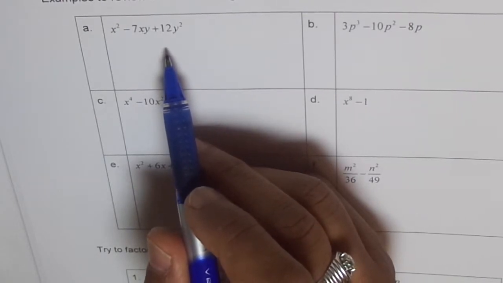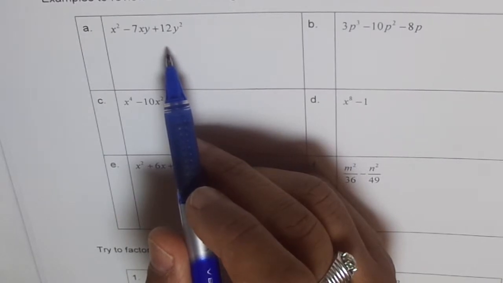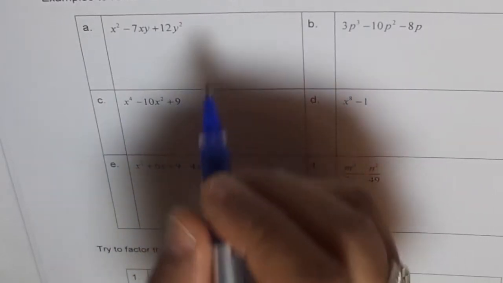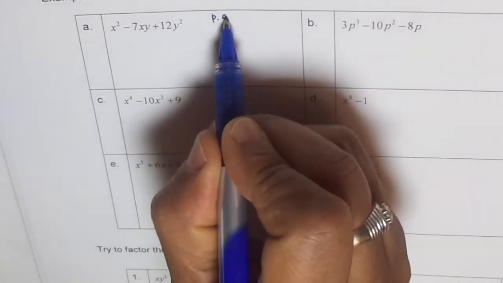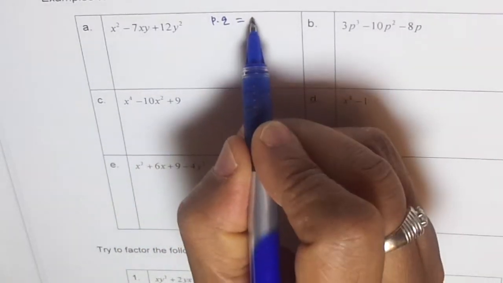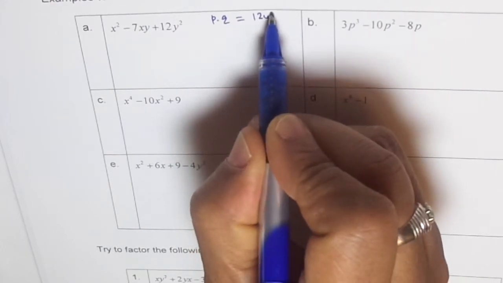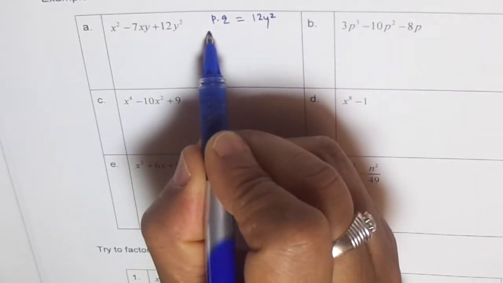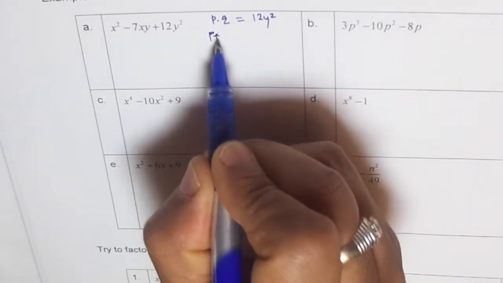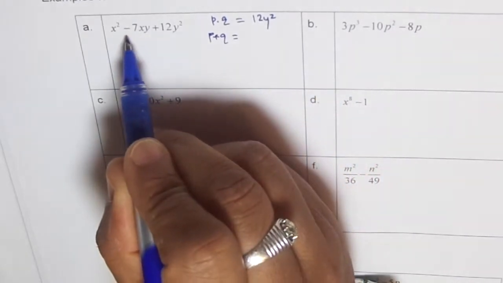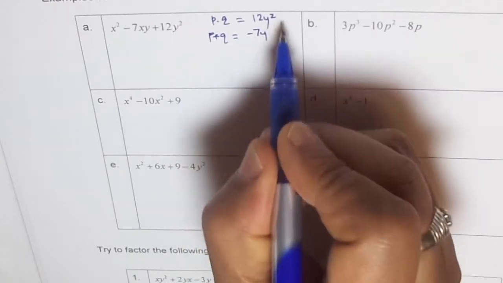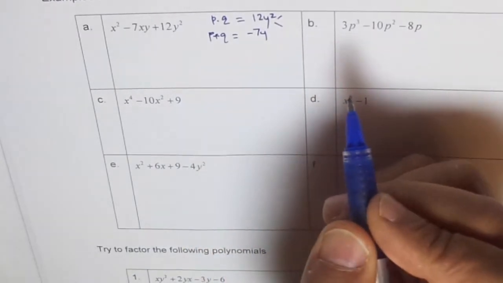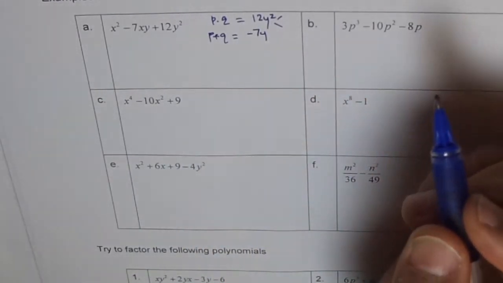The idea is to factor the trinomial, correct? So that's how we will go. So we need a product. That means when we do p times q, what should we expect? We should get 12y squared, okay? And when we add p and q, what should we get? Minus 7y. Is it okay? Now these are the two numbers we're looking for. So what could be the numbers?